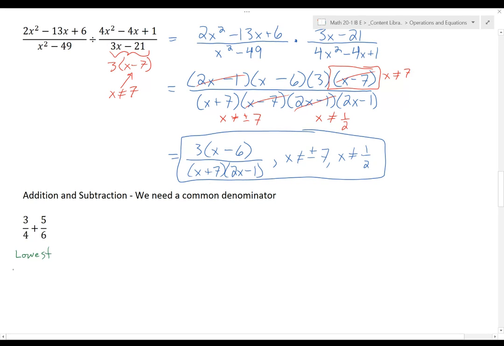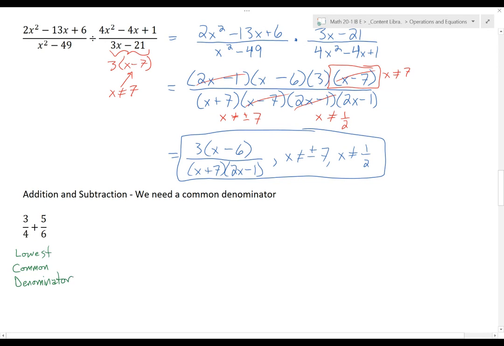The reason we'll look for the lowest is because it makes simplifying easier at the end. That may not be a huge deal with numerical fractions, but it is a huge deal with rational fractions, because the higher the degree is, the harder it is to factor. So if you don't find the lowest common denominator, you're going to end up with fractions that have way too high a degree, and you may or may not be able to factor those. So we need to be really careful here.